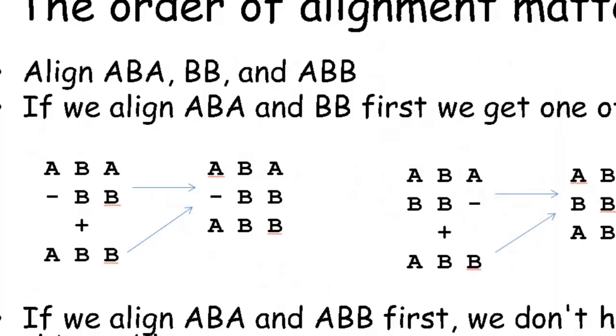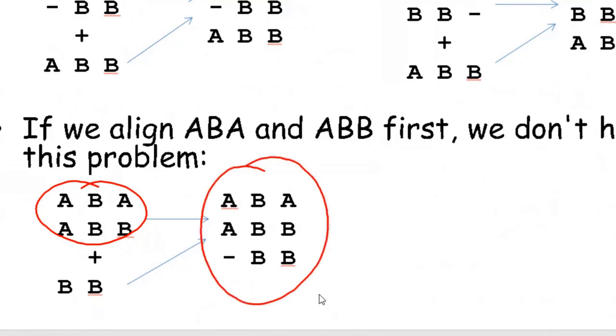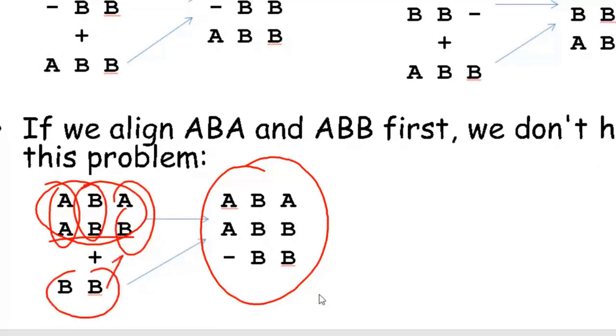If I were to align these two together first, then there's just one path, and I'm more likely to find the correct answer. So ABA aligned with ABB first, lock those in, and then align BB with that.